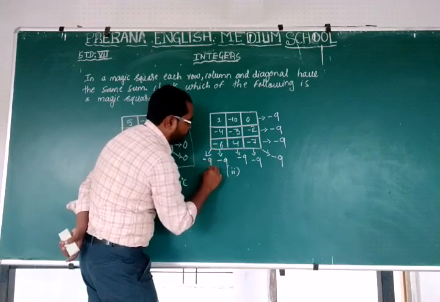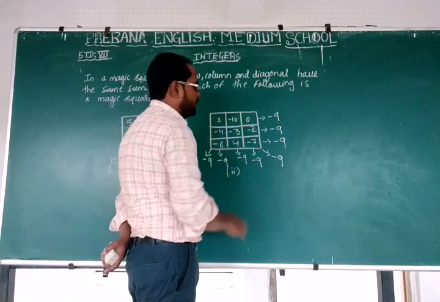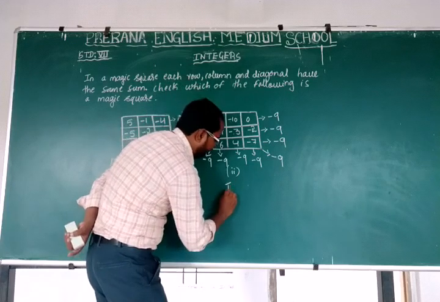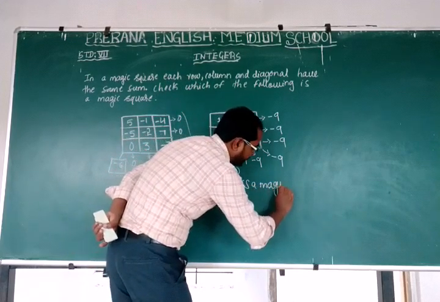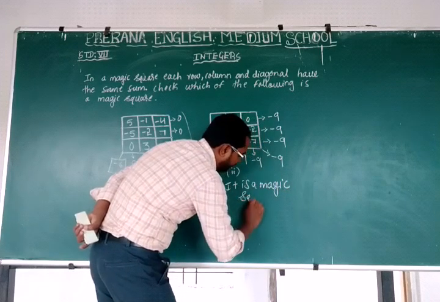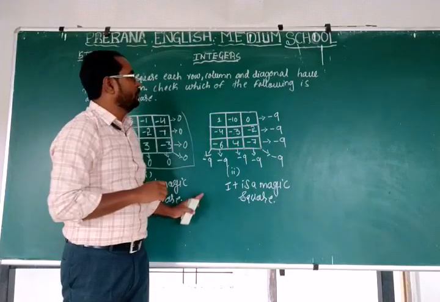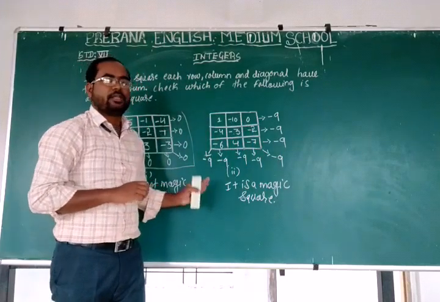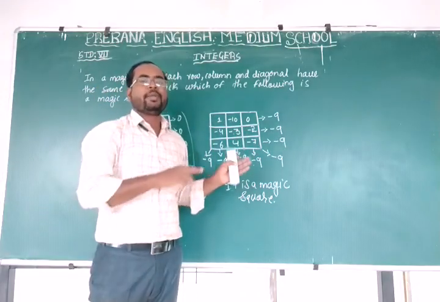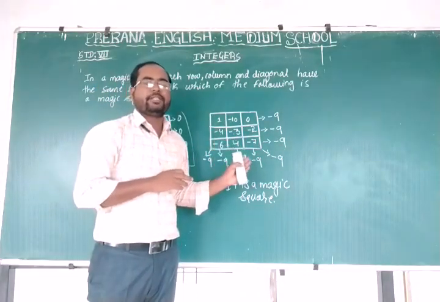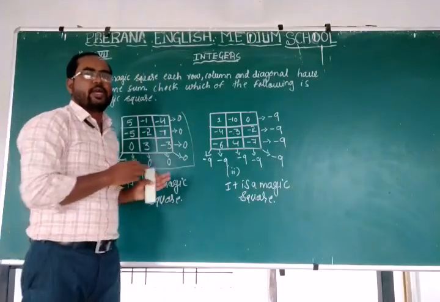So on adding the rows, columns and the diagonals, you got the same answer. Therefore it is a magic square. So which one is the magic square here? The second one is the magic square. This is how you find the magic square. The only thing you have to remember, the sum of the rows, columns and diagonals should be the same. Then only you will call it a magic square. If one of the sums is not the same, then it is not a magic square.